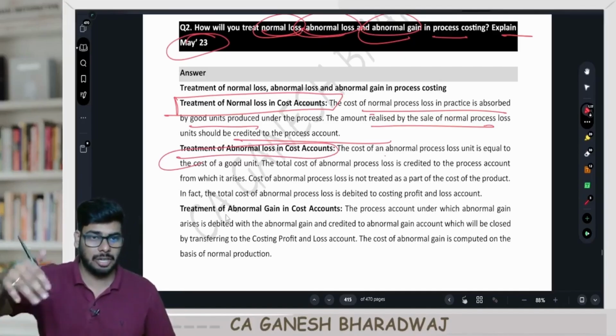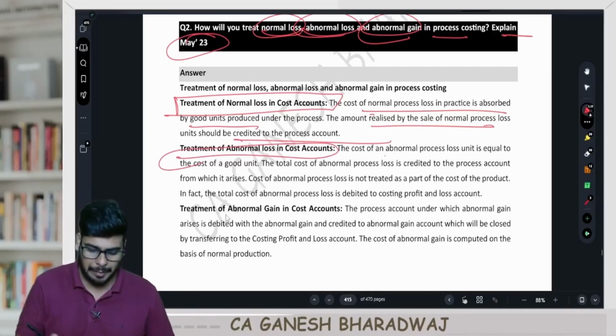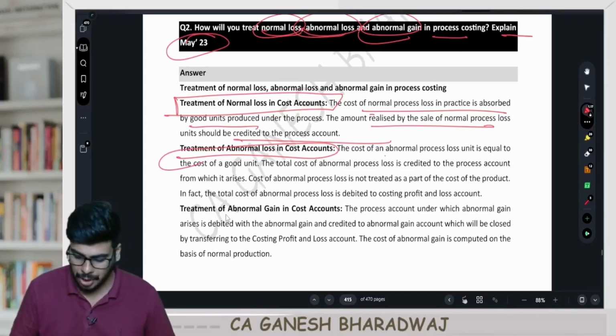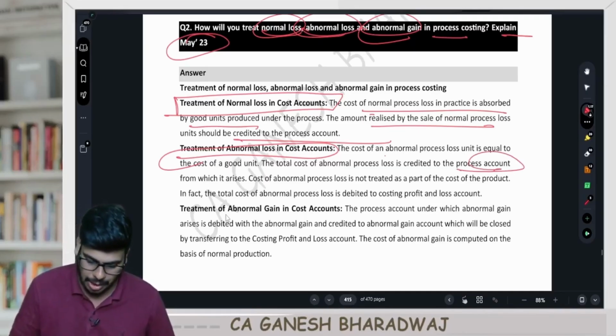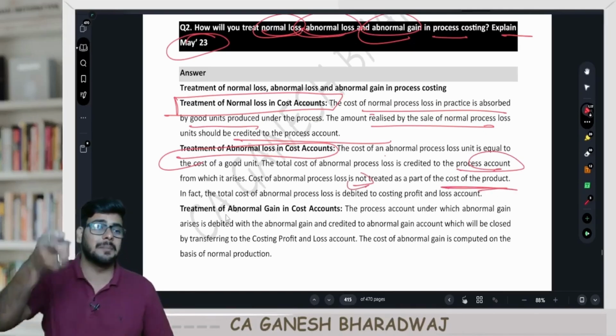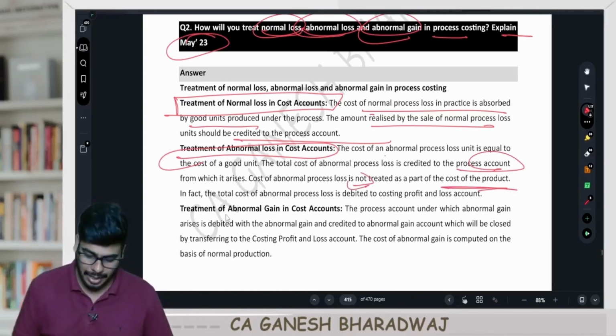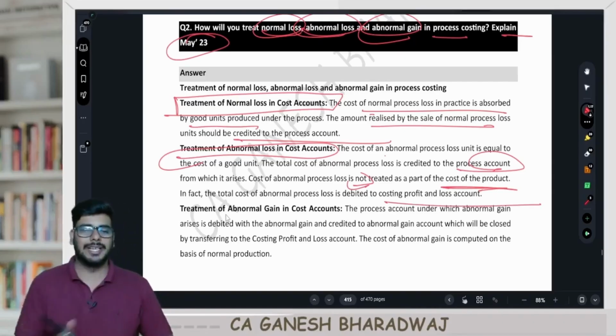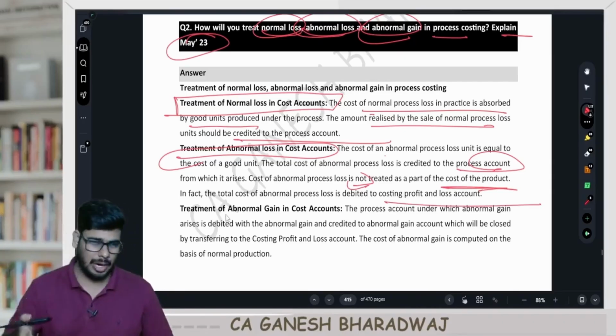Why? Because it is also an expected good unit only, turned out to be bad. The total cost of abnormal process loss is credited to the process account from which it arises. The cost of abnormal process loss is not treated as a part of the cost of the product. It's a period cost, not a product cost. So the total cost of abnormal loss is debited to the costing P&L account, through your abnormal loss account.